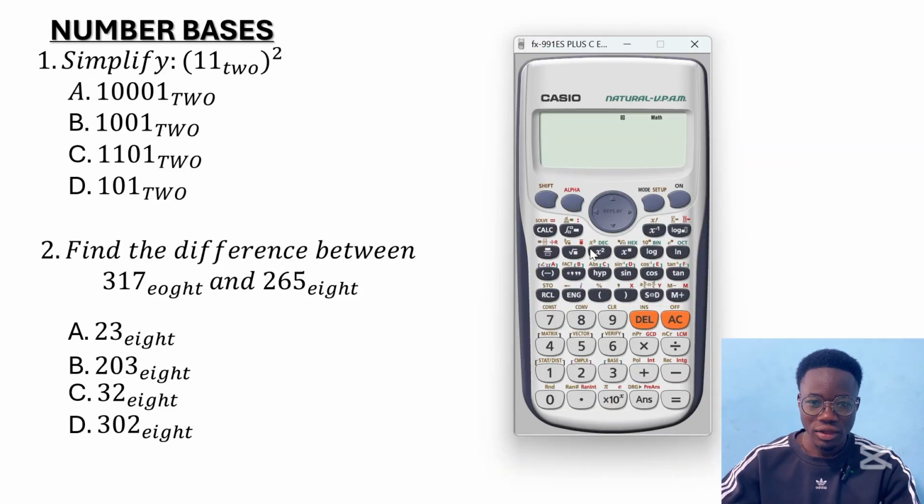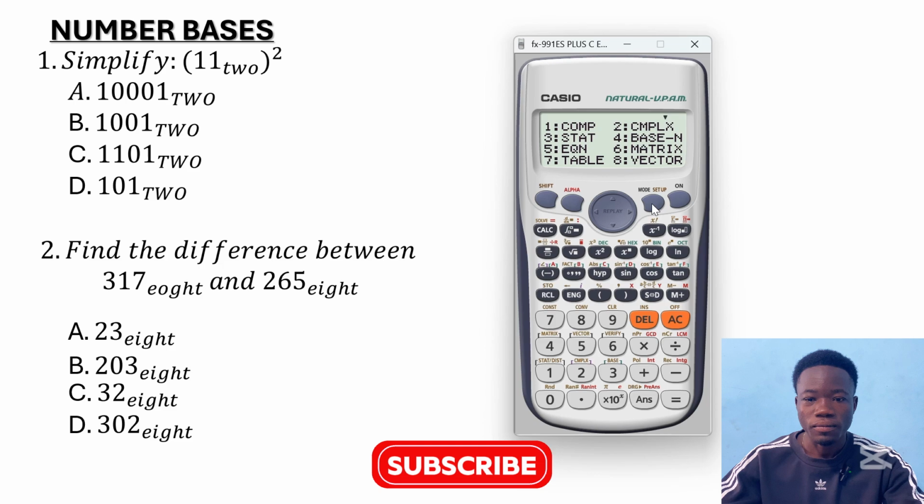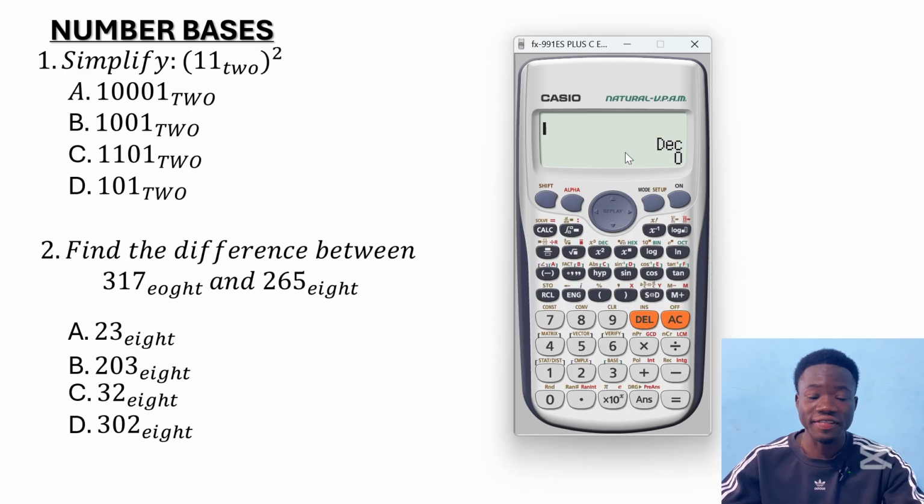We'll look at number bases and some questions under indices, and how to use the calculator to solve them. So let's get into it. This is the first thing you got to do. You have your scientific calculator. You click on the mode and choose number base, which is the 4, so that your calculator is on the base. The DEC means it is in base 10.